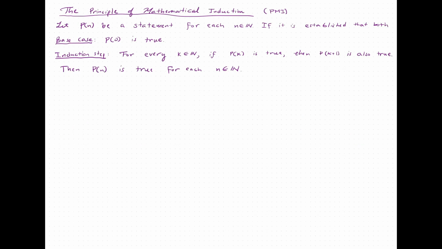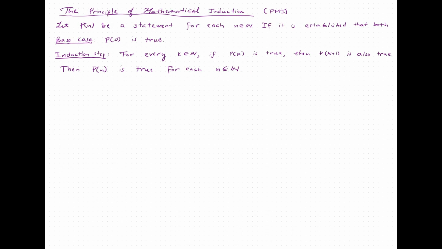So next we are going to move on towards the principle of mathematical induction. And what it says is, if P of n is a statement for each natural number n, and it is established that both P of 0 is true, which we call the base case, and for each natural number k, if P of k is true, then P of k plus 1 is also true. Then P of n is true for each natural number n.